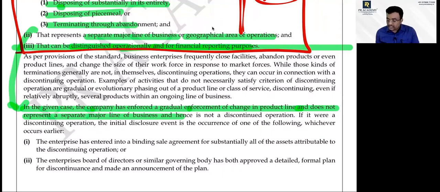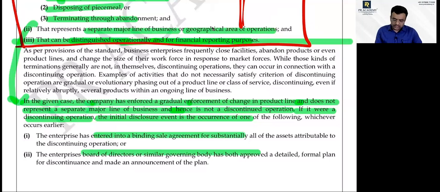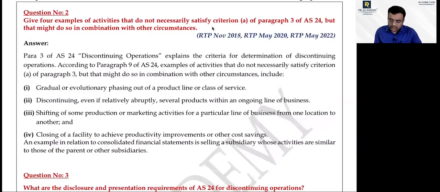Hence, it is not a discontinuing operation. If it were a discontinuing operation, the initial disclosure, suppose this had been a discontinuing operation, from when should we say it? From the date on which the plan is approved. Are you getting connected with me? In this case, it is not a discontinuing operation.